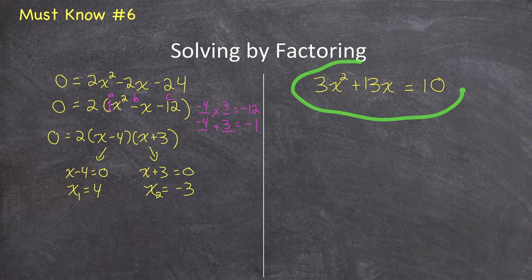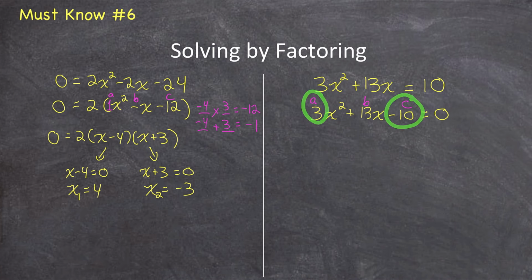The second equation, notice that we're trying to figure out how can the left side equal 10. That's a little more difficult, so the first thing we'll do is take that 10 and move it over. You should always set your quadratic equal to 0 before solving. And now I'll solve this by factoring. Because the a value is not 1, I'll need to find numbers that have a product of a times c, so a product of negative 30, and a sum of the b value, 13.